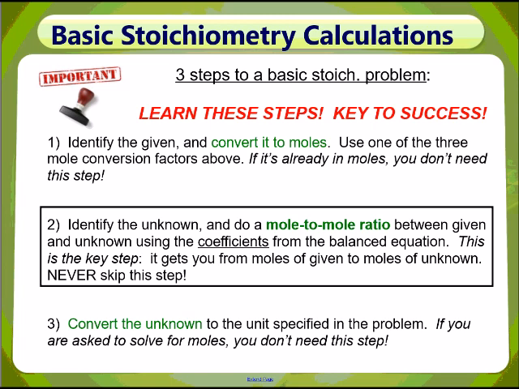Now, step three, convert the unknown to the unit specified in the problem. If you are asked to solve for moles, you don't need this step. Step one, identify the given, convert it to moles if you need to. Step two, identify the unknown and do a mole-to-mole ratio between the given information and the unknown that they're asking for. And step three, convert that unknown to the unit they asked for. If they just wanted moles, you're already finished.